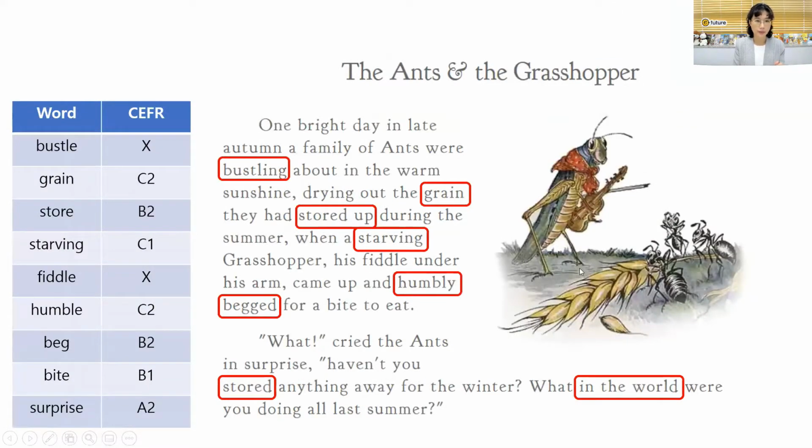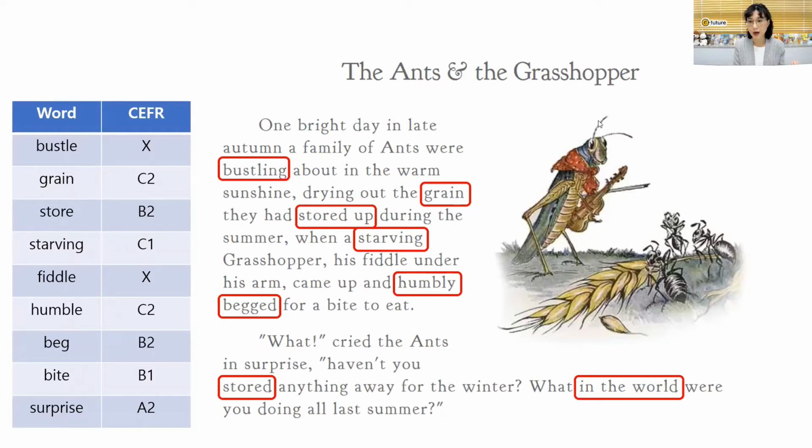Okay, so here, remember bustling? Bustle is not even on the list. Okay, I couldn't find bustle in the profile, right? Grain, C2. Store, B2. Starving, C1. Fiddle was not on the list. Humble, C2. Beg, B2. Bite, B1. Surprise, A2. Right? So if your students are like A1, A2 level, this story is just too difficult, right?